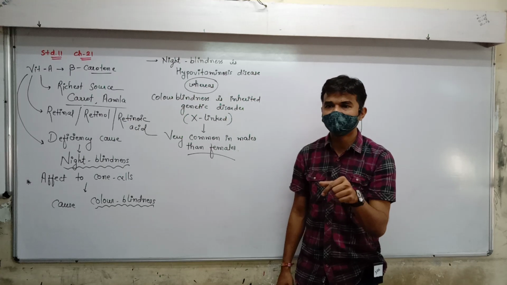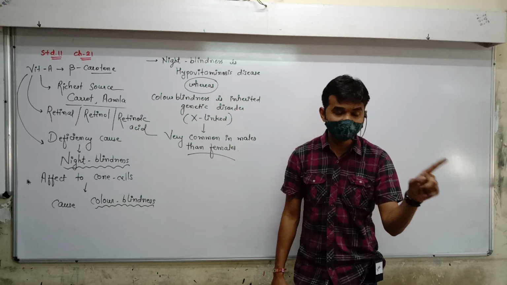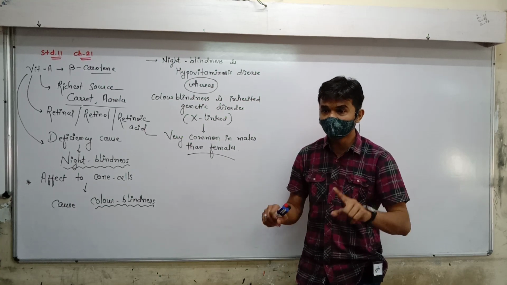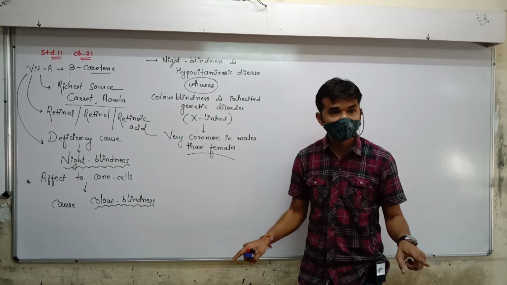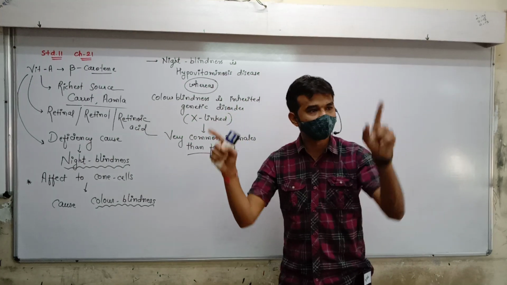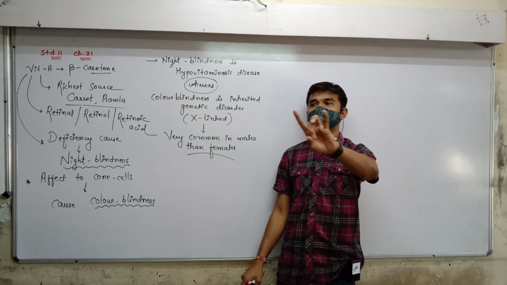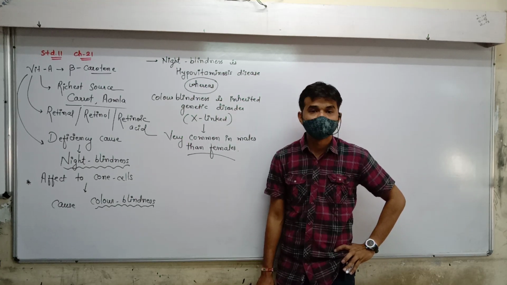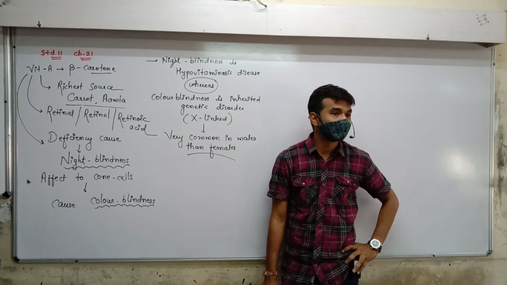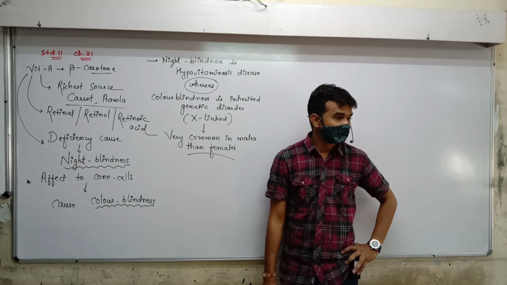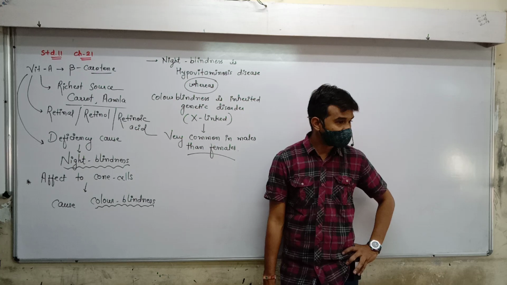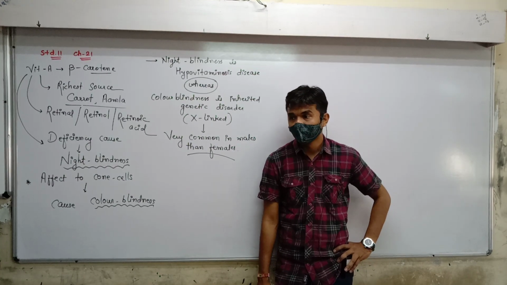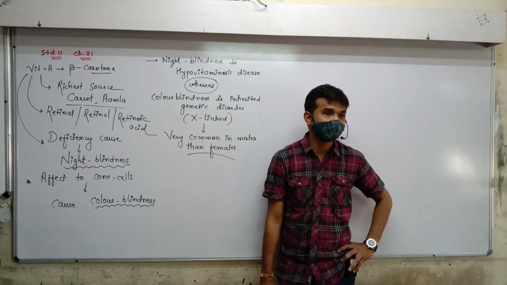What do you mean by color blind carrier? That female is physically normal, identifies all the colors normally, but carries the gene for color blindness. But now the turning point is that a carrier female's son can be color blind.